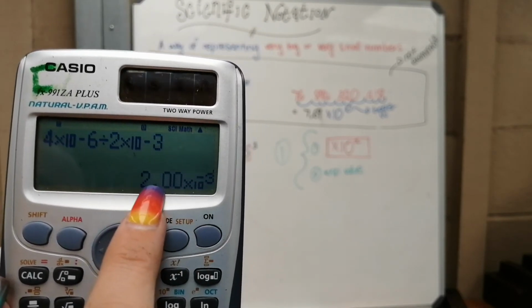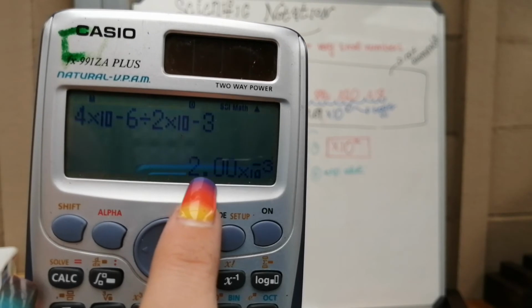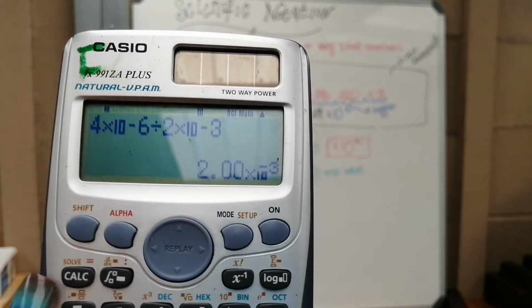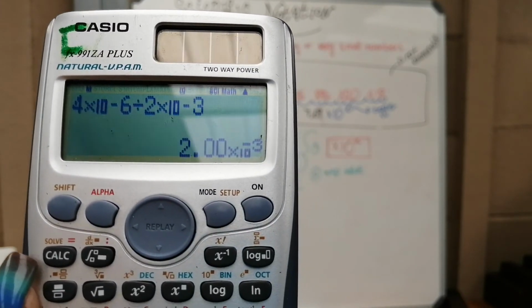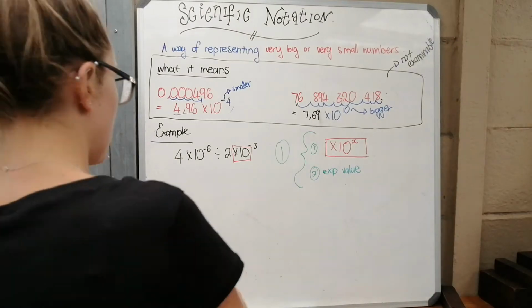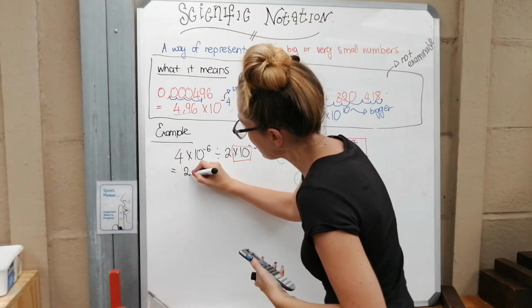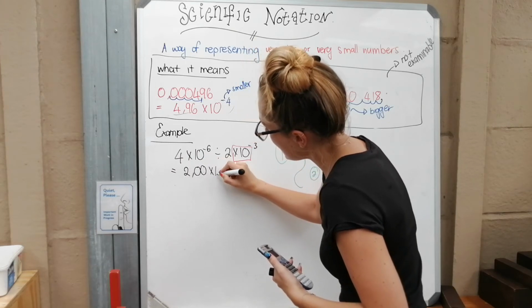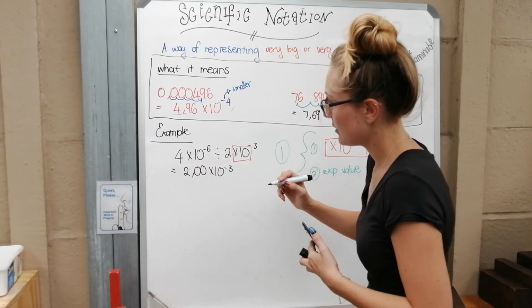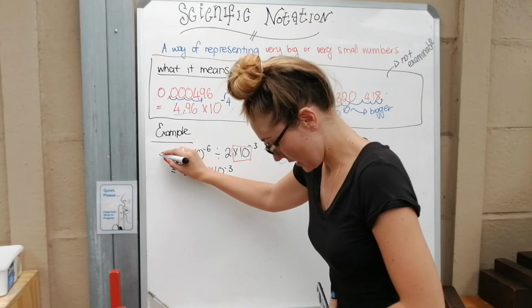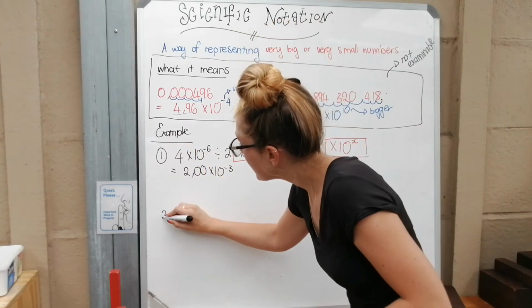And there it gives us our answer. Okay, so it's 2.00 times 10 to the negative 3. So it gives us our answer in scientific notation as well. So we got 2.00 times 10 to the minus 3. Okay, so I'm going to do one more.